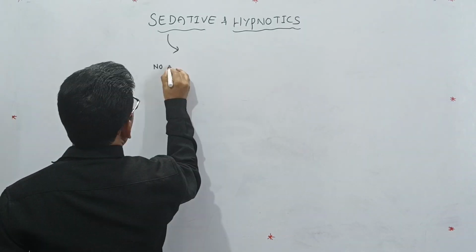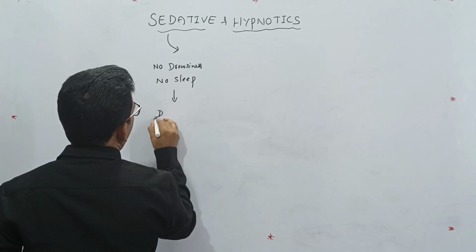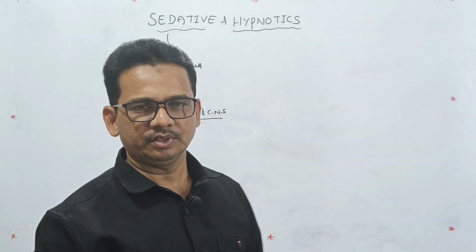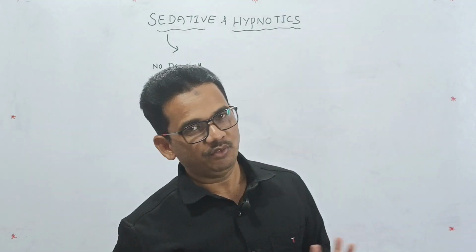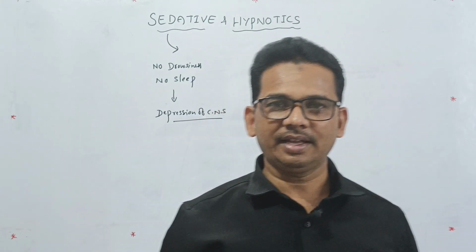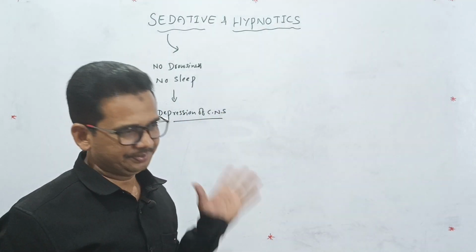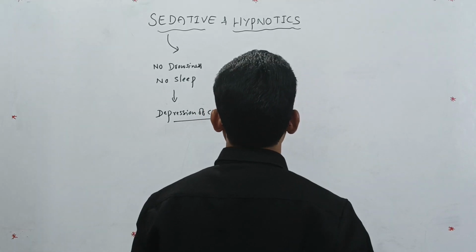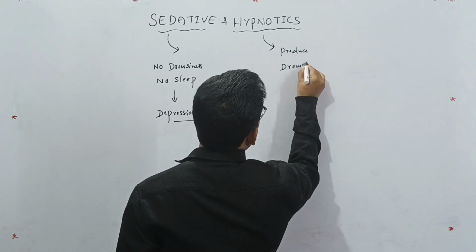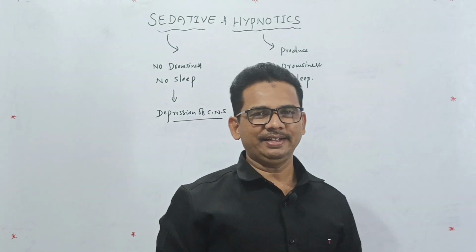Especially the sedatives: they do not produce drowsiness and no sleep, but they mildly depress the central nervous system. Sedatives, without causing drowsiness and without causing sleep, mildly depress the central nervous system. That's called sedatives. In other words, the hypnotics cause both drowsiness and sleep. See the difference. The difference is very minor here.